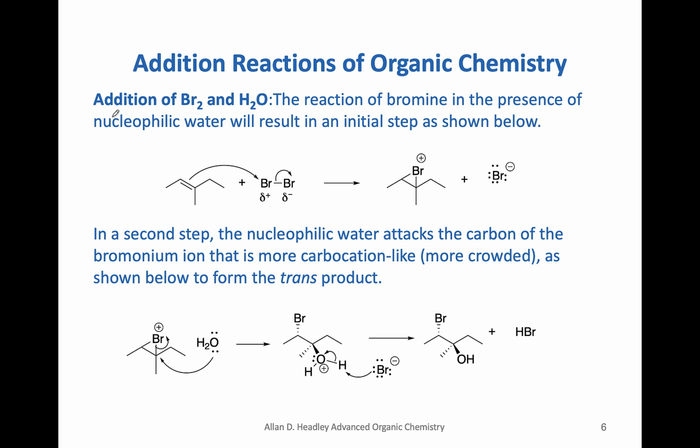Let us look at the addition of bromine in the presence of water, a good nucleophile. So as you can imagine, this is a double bond, nucleophilic. Here's bromine again, polarizable. So therefore one end is partially positive and one end is partially negative. Here's our bromonium ion, and of course the bromide. So in the presence of water, since water is a better nucleophile than the bromide anion, remember the bromide anion is pretty large.